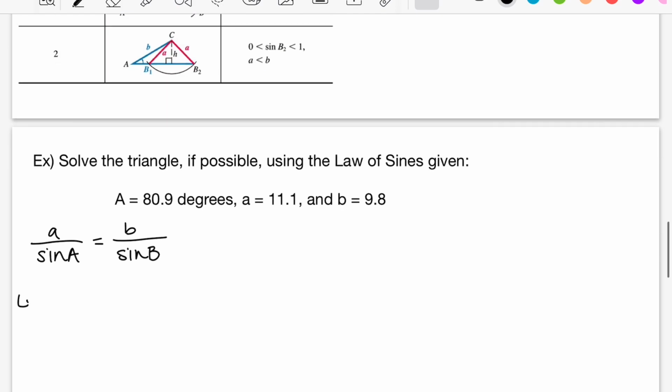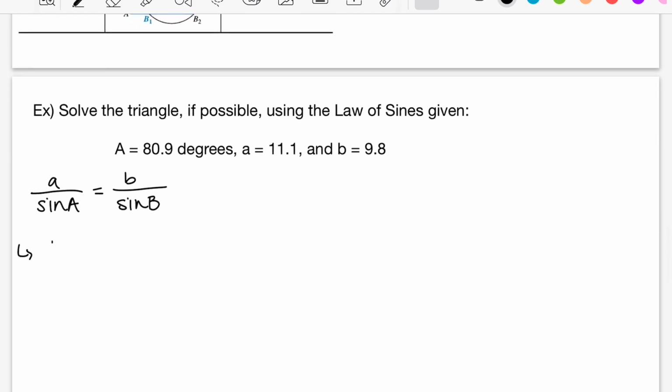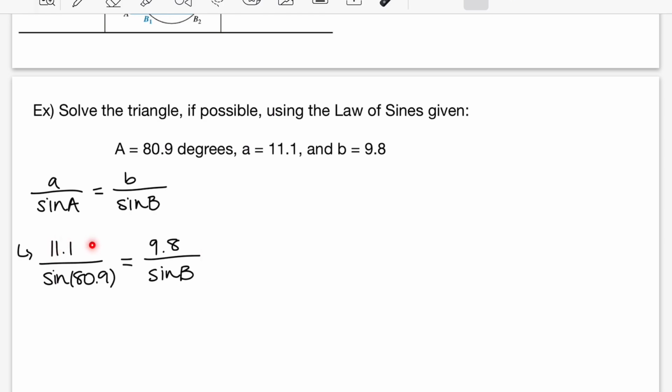So plugging in our known information here, we have 11.1 over sine of 80.9 is going to be equal to 9.8 over sine of B. And we want to find B. Now in this case, what we can do is we can multiply by sine of B on both sides, and then multiply on both sides by the reciprocal of this guy so that they cancel out. Or something a little simpler is that we can just cross multiply.